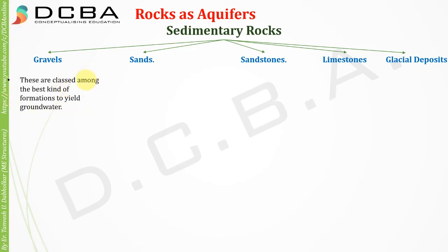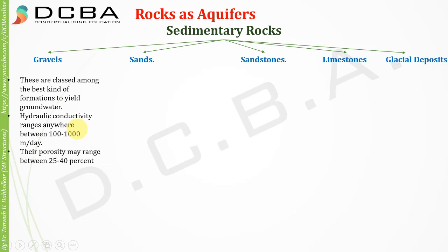These are classed among the best kind of formations to yield groundwater because they have a lot of porosity and they can store the water very easily. Hydraulic conductivity, that is how much water can travel through them, is anywhere between 100 to 1000 meters a day. So it offers a very good hydraulic conductivity. Their porosity may range between 25 to 40%, so a good amount of porosity, and specific yield is between 15 to 30%. So 15 to 30% of that porosity can give you water which can drain out easily under gravity.